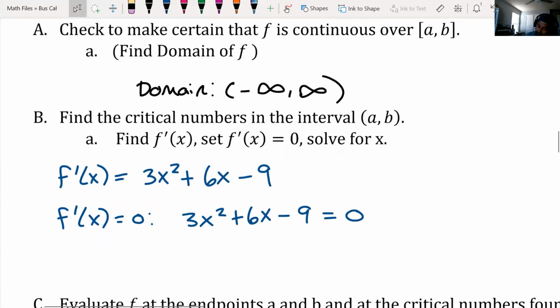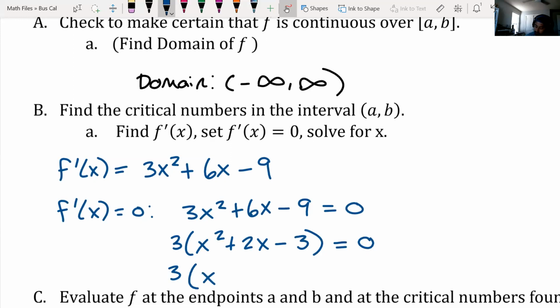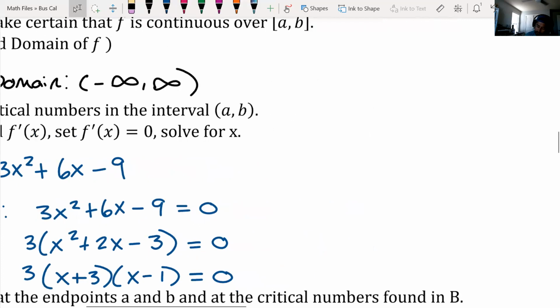Okay. What could I factor out? 3. That gives me x squared plus 2x minus 3 equal to 0. And then we can factor this more, which means that I'll get (x plus 3)(x minus 1) equal to 0. Set x plus 3 and x minus 1 equal to 0. And what are my critical numbers? -3 and +1.